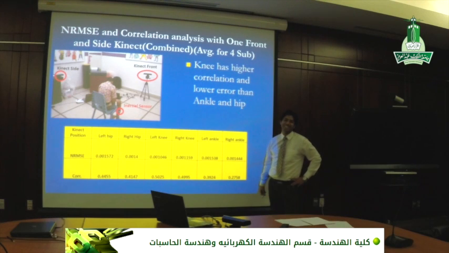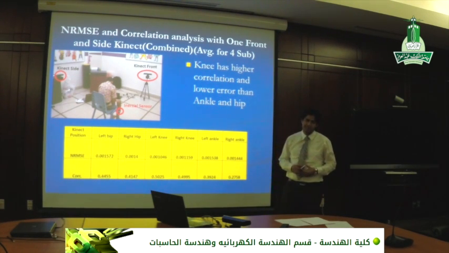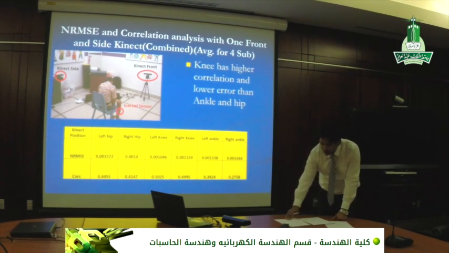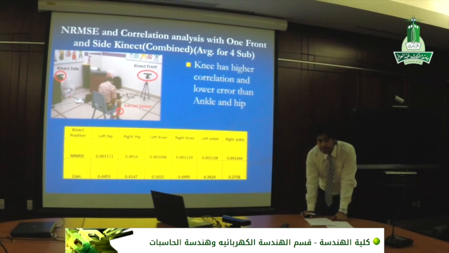So that means you have to check your normalized root mean square error, the law that you use. Because I'm not really sure, you shouldn't have these numbers. If you have a 0.4, 0.5 correlation, the error will not be 0.001.